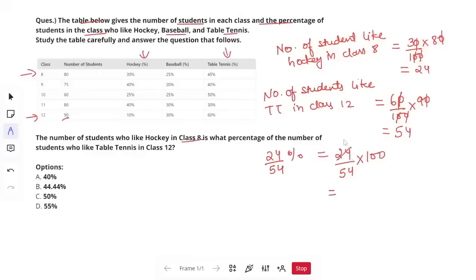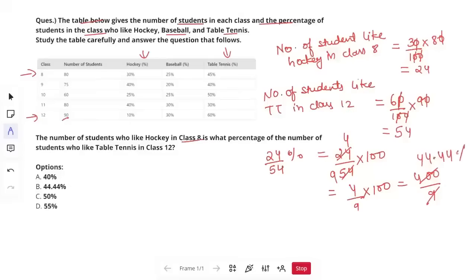So we will cut with 6: 6 4s are 24, 6 9s are 54. So 4 by 9 into 100, right? So if you divide it further, it will be 400 divided by 9. If you try to cut it, it will be like 4. So 4 9s are 36, and then again 4. So again it will be 4.44. In this way it will go.